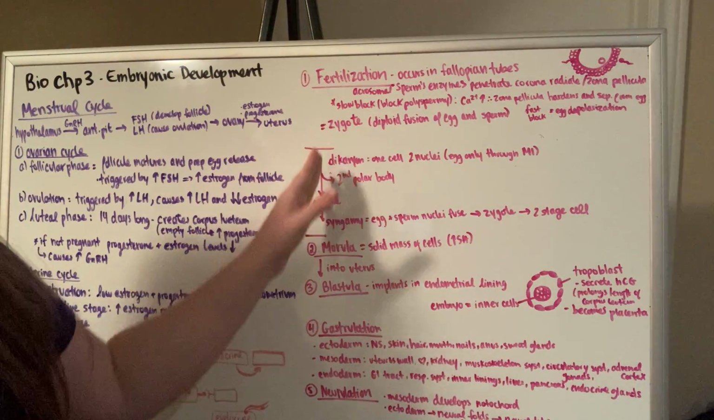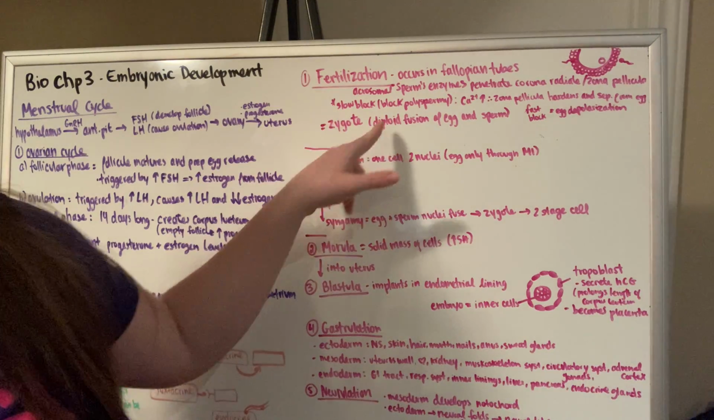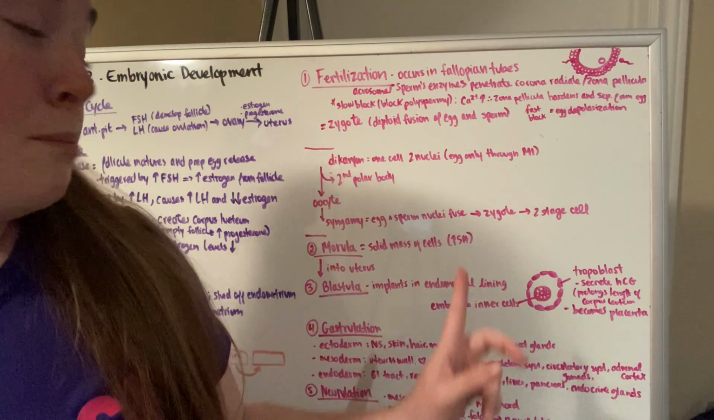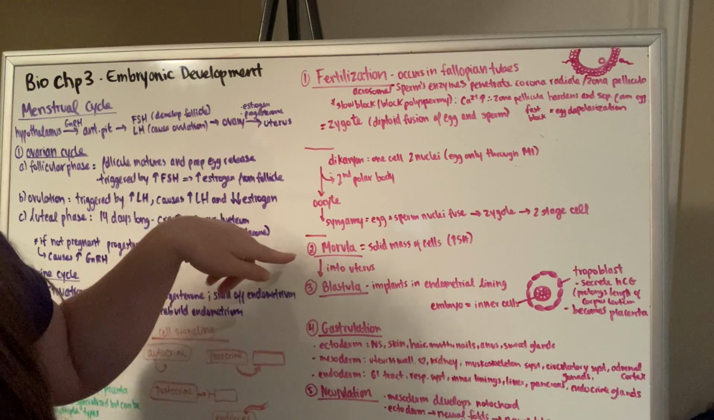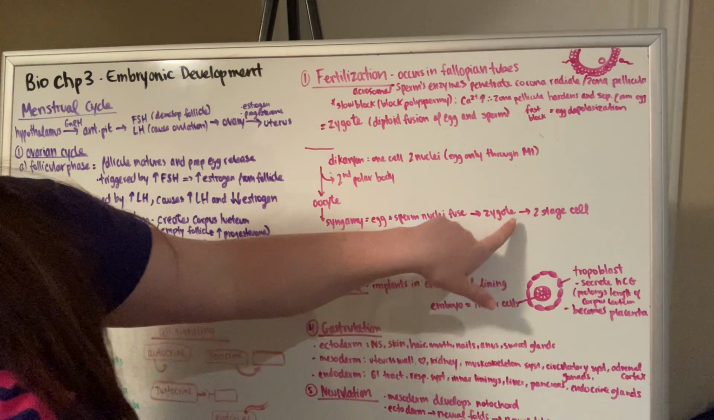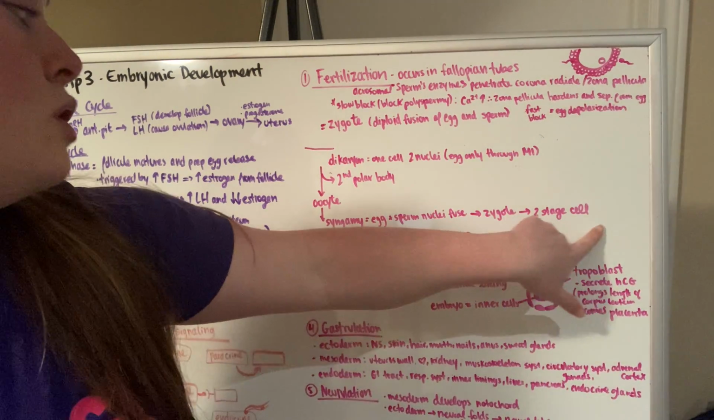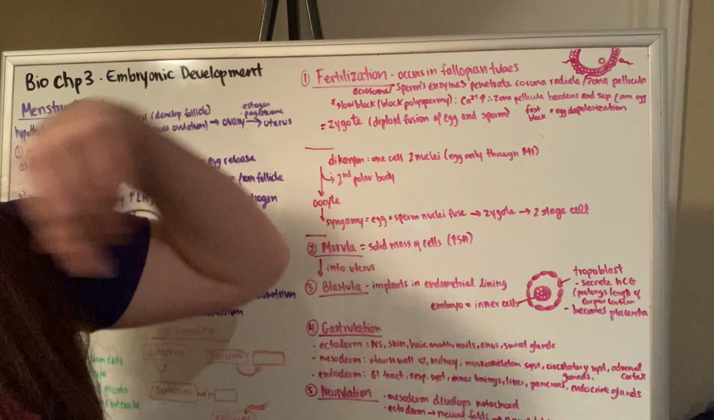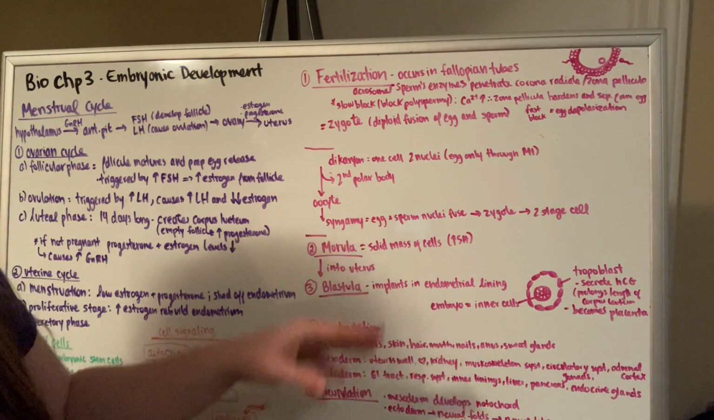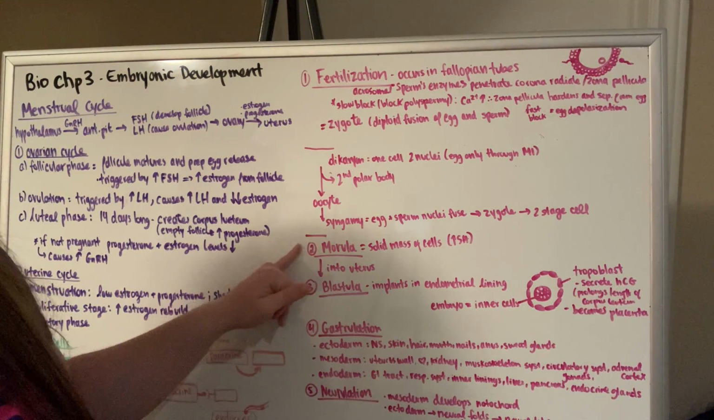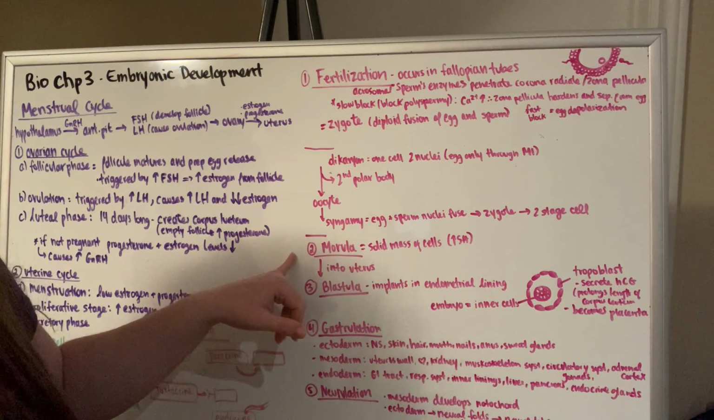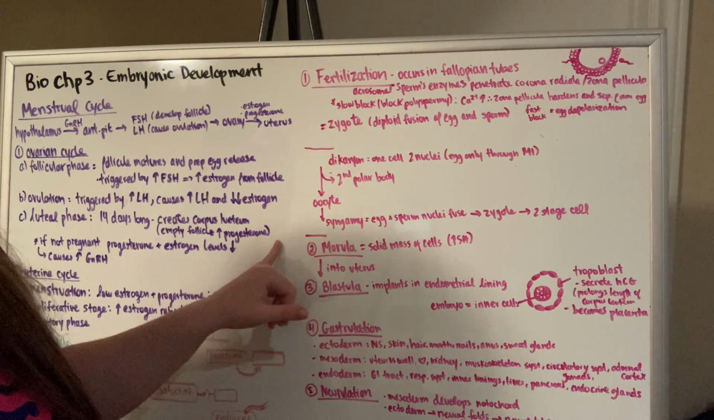Okay, so once we have our zygote, right? The zygote is a diploid fusion of egg and sperm. So now we take our zygote. The zygote turns into a two-cell stage, and then a four-cell stage, and so on. And then we get to a morula. And the morula is a solid mass of cells.